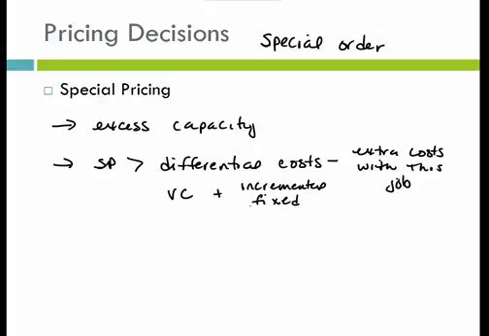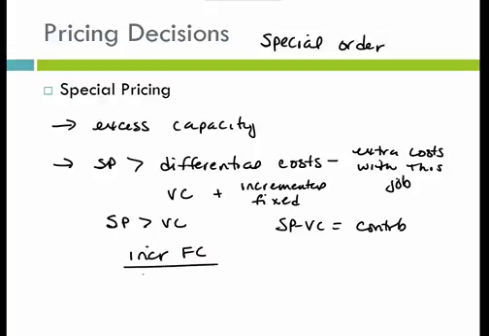And remember, if you don't have any incremental fixed costs, if you don't have any additional fixed costs, then it's really just as long as your selling price is greater than your variable cost. And if you remember, selling price minus variable cost equals contribution. If you do have incremental fixed costs, then for this order, you could just say, okay, the incremental fixed costs over the contribution would tell me the number I have to sell to break even on this order.